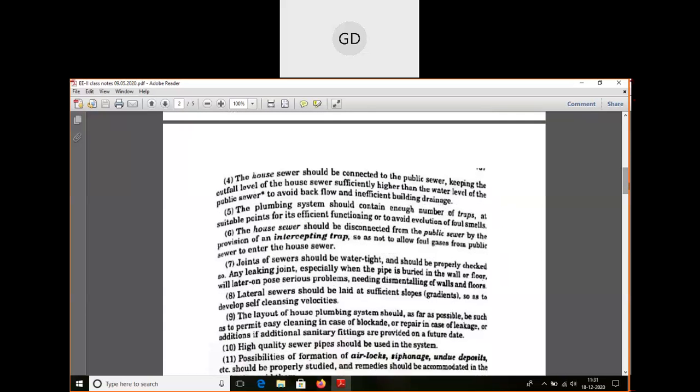Next is the house sewer. It should be connected to the public sewer, keeping the outfall level of the house sewer sufficiently higher than the water level of the public sewer to avoid backflow and insufficient building drainage. So if the municipal sewer, or the public sewer, is at a higher level, then what will happen is that it will create a backflow.